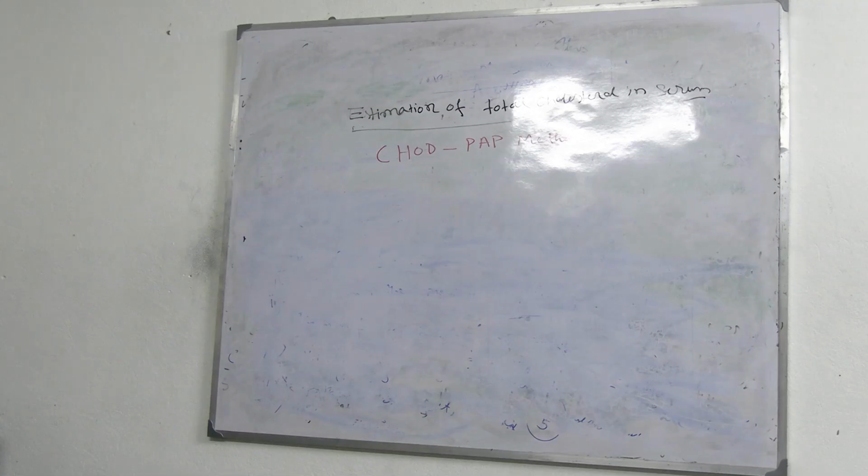For serum cholesterol estimation, we will use the CHOD-PAP method. CHOD stands for cholesterol oxidase, P for peroxidase, A for amino antipyrine, and P for phenol.